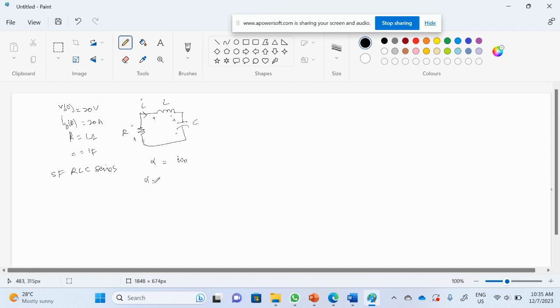So, alpha ni apa? Untuk series, R over 2L, right? R is 1, 2, L kita tak tahu. Okay, first equation. Omega naught pula 1 over square root LC. L kita tak tahu, C 1. Okay, ini equation nombor 2. So, alpha sama dengan omega naught kan? 1 over 2L sama dengan 1 over square root L.